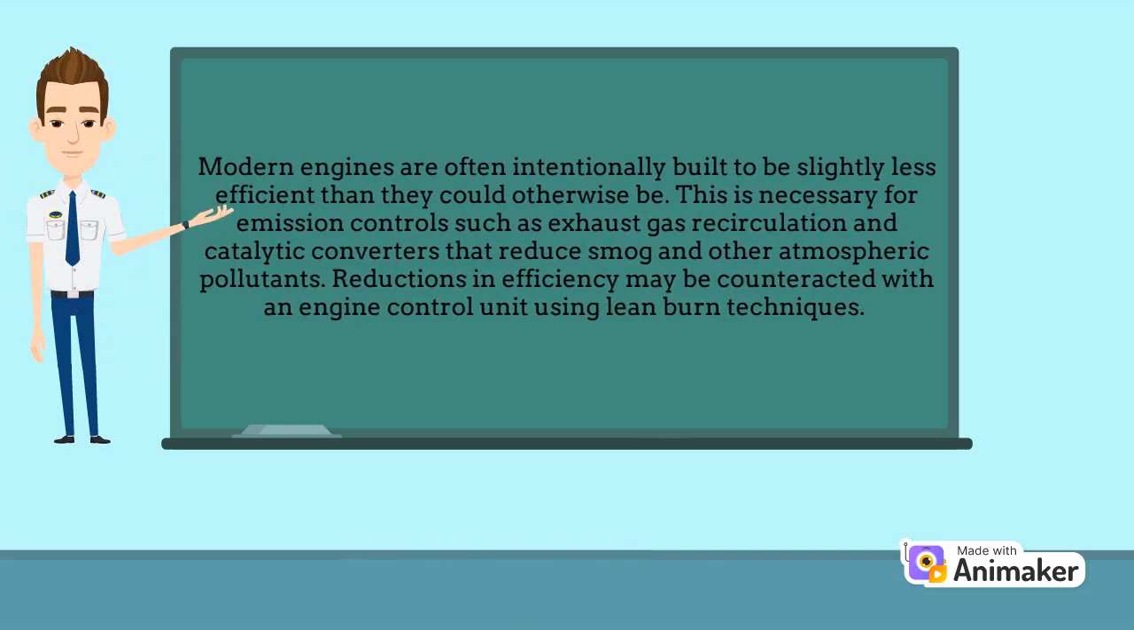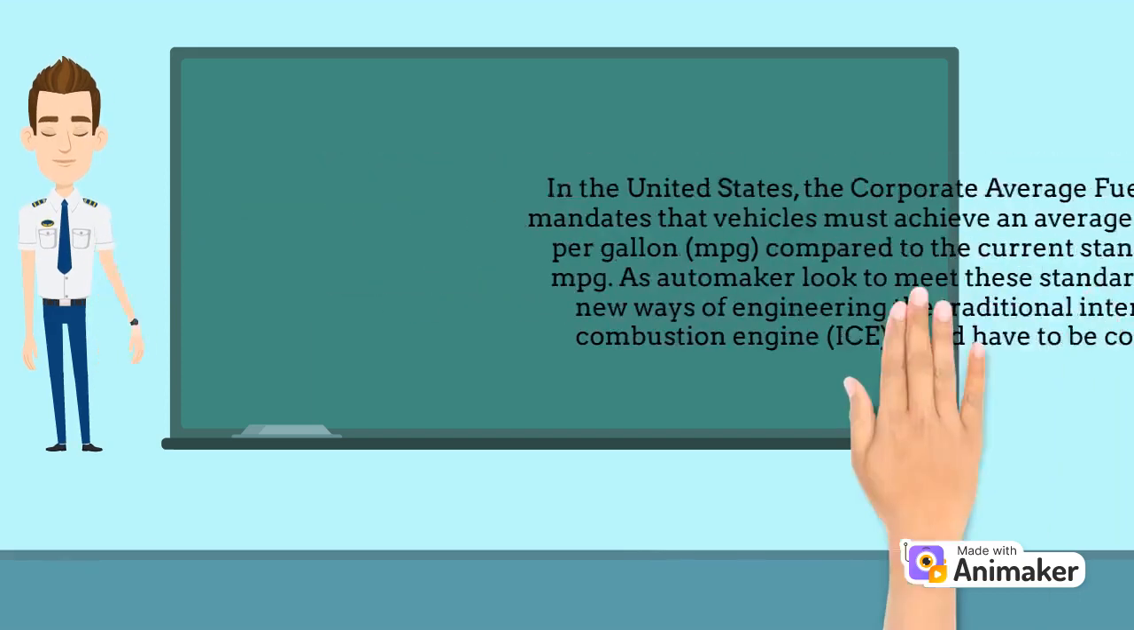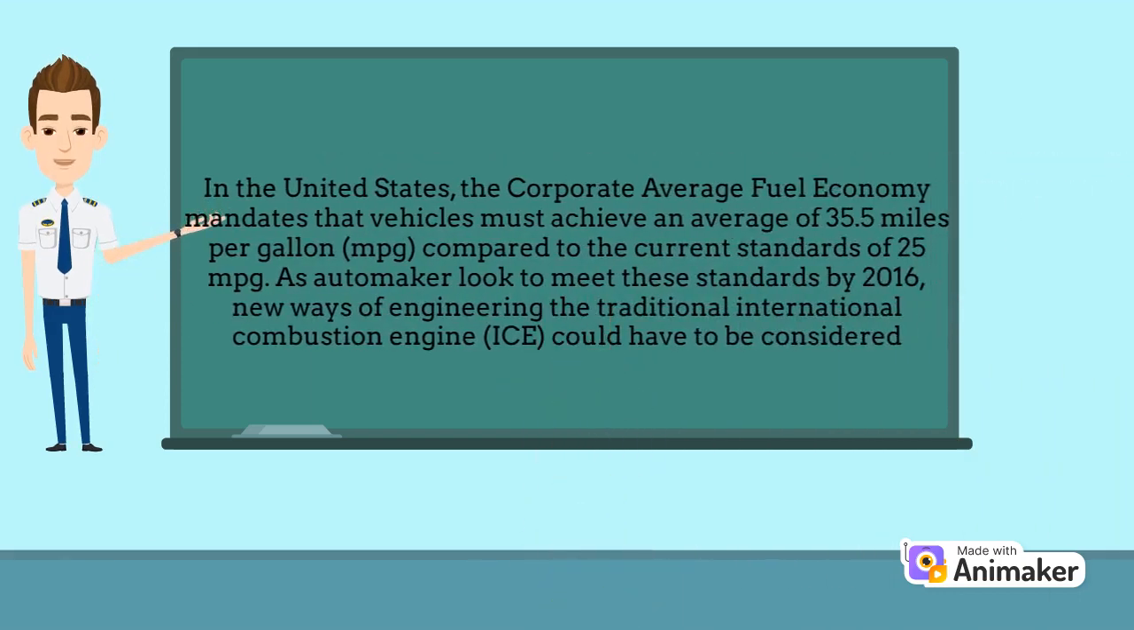Modern engines are often intentionally built to be slightly less efficient than they could otherwise be. This is necessary for emission control such as exhaust gas recirculation and catalytic converters that reduce smog and other atmospheric pollutants. Reductions in efficiency may be counteracted with an engine control unit using lean burn techniques. In the United States, the corporate average fuel economy mandates that vehicles must achieve an average of 35.5 miles per gallon, (mpg), compared to the current standards of 25 miles per gallon.